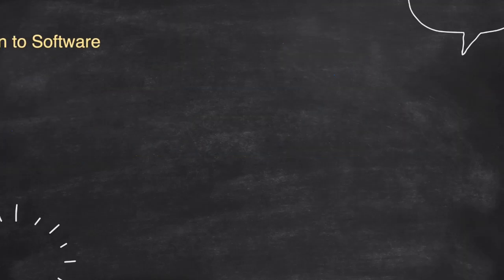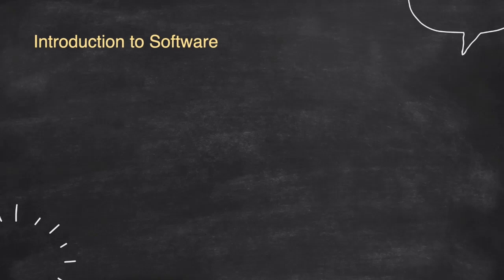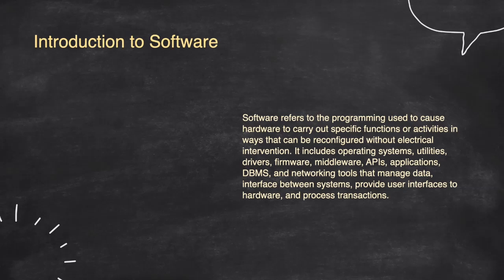Moving next, let's talk about the backbone of all modern technology: software. Essentially, friends, software is the programming that allows hardware like computers or smartphones to perform specific tasks. It is made up of instructions that tell the hardware what to do and how to do it. The beauty of software is its flexibility. Unlike hardware, which you need to physically change, software can be updated or modified, allowing your device to adapt and improve over time. Now, there are different types of software, each with its own role.